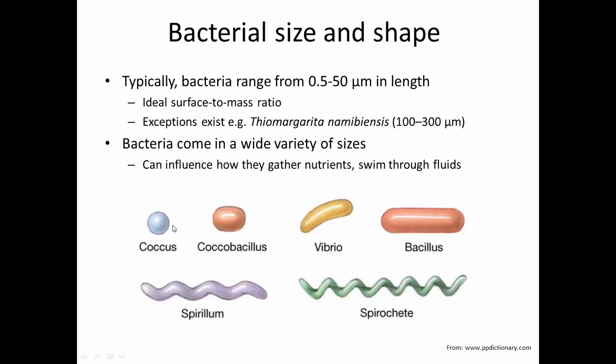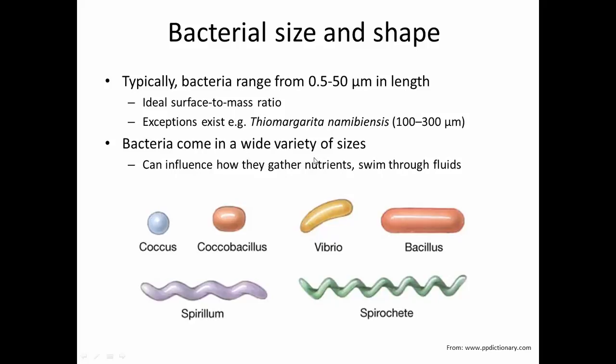or maybe even as spheres or elongated spheres like spheroids, as well as these spirillum that look like corkscrews, or these spirochetes. There are exceptions to this. This bacterium Thiomargarita is a rather large one, at perhaps even up to 300 micrometers in length. But again, this is a highly specialized bacterium and is not found in that many places.